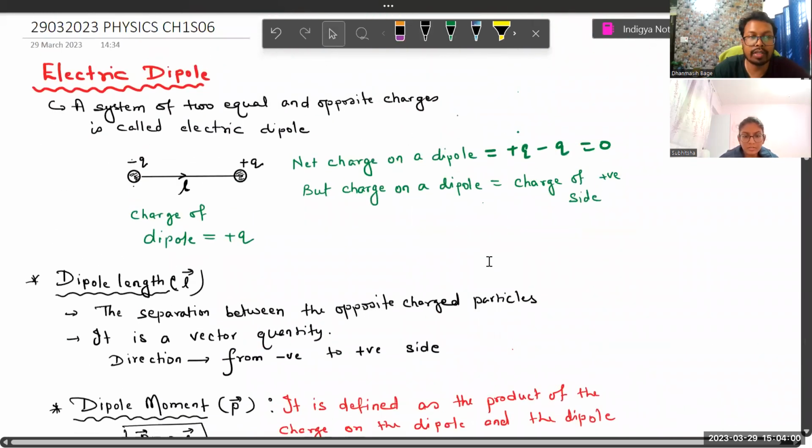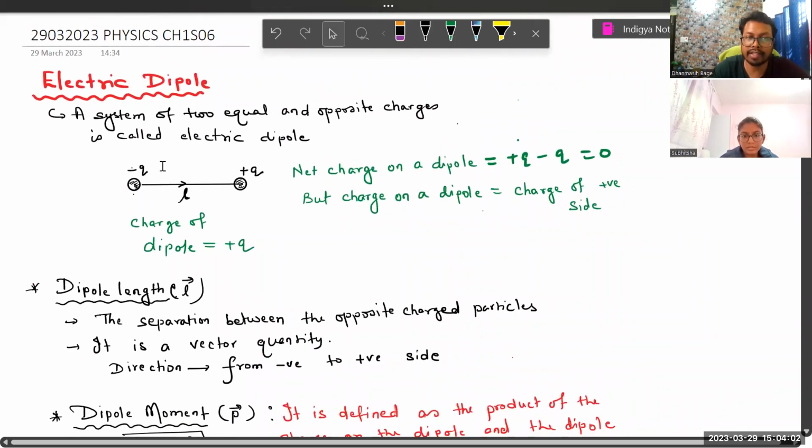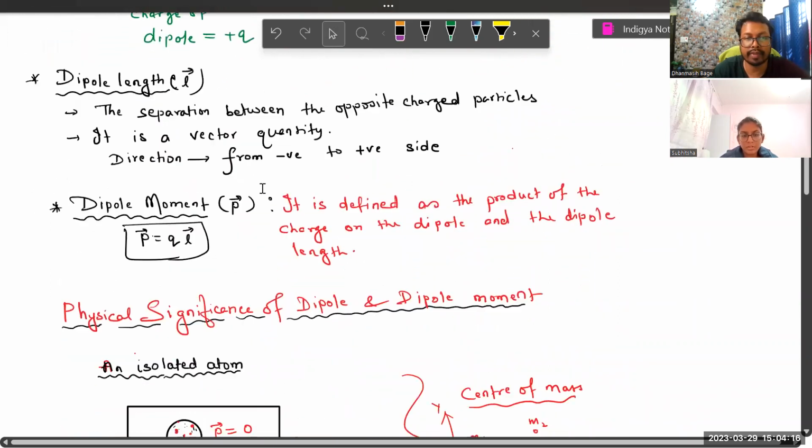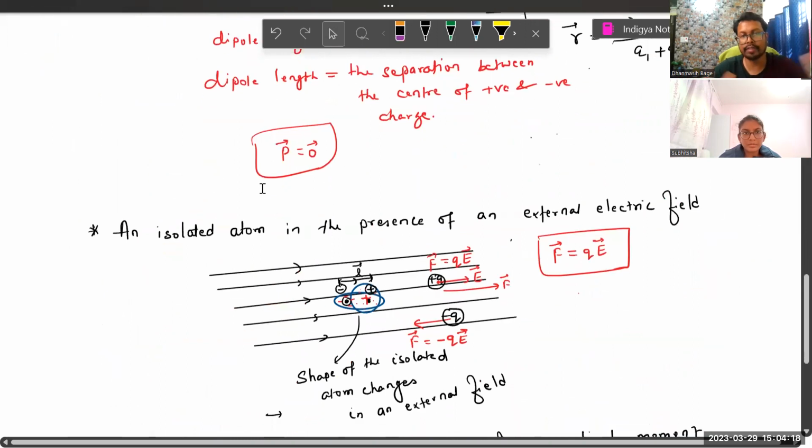But the basic concept, you always remember this, right? Imagine minus q to be separate and plus q to be separate. The distance between them is the dipole length. The direction of the dipole length is from minus q to plus q, negative to positive. That's it. Understood this much?